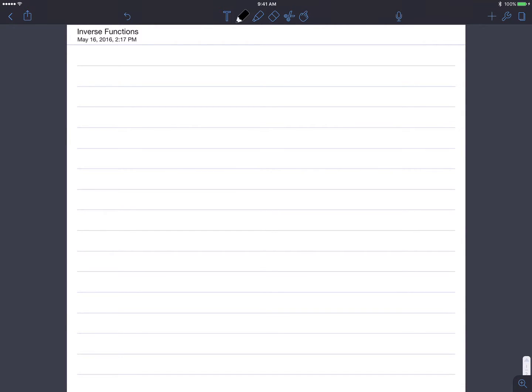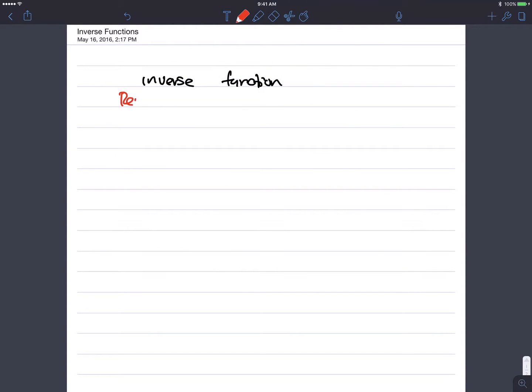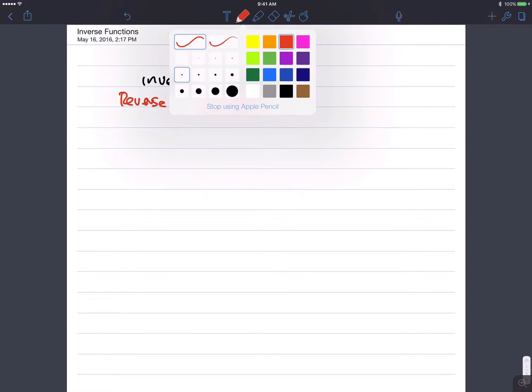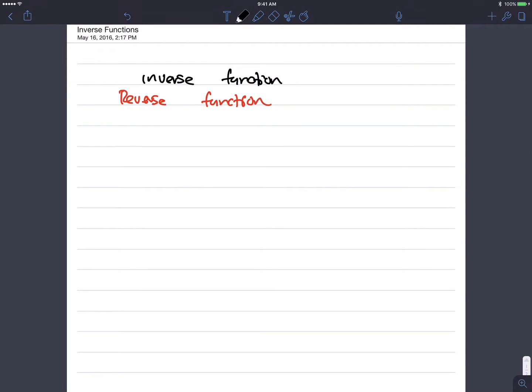We're going to talk about inverse functions here because they're important. Let me first express to you guys the idea behind an inverse function. It's actually, it should be called a reverse function, just so you guys know. Inverse functions, reverse functions. Let me put this next to each other here. Here's how this works so that you guys know.